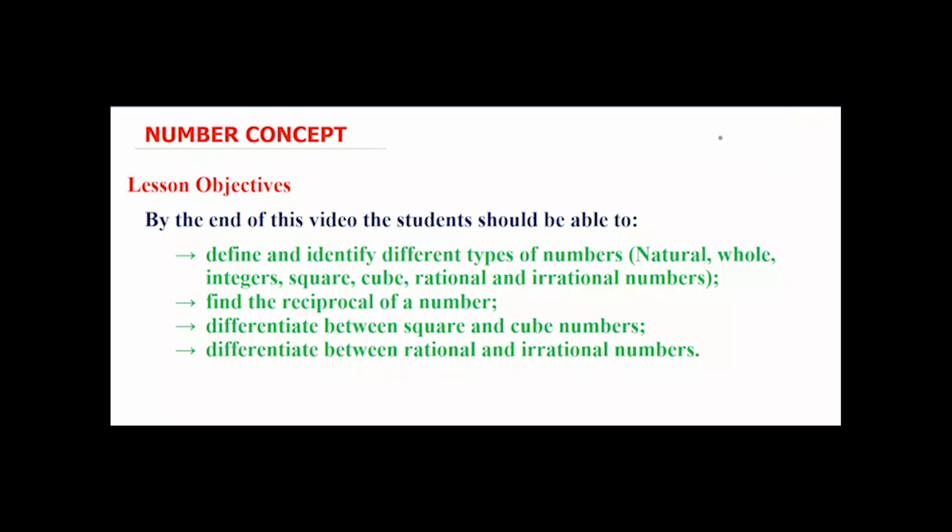By the end of this video, the student should be able to define and identify different types of numbers. They should be able to find the reciprocal of a number, differentiate between square and cube numbers, differentiate between rational and irrational numbers. These are the 4 objectives the student should be able to do by the end of this video. These are the numbers we want to look into.